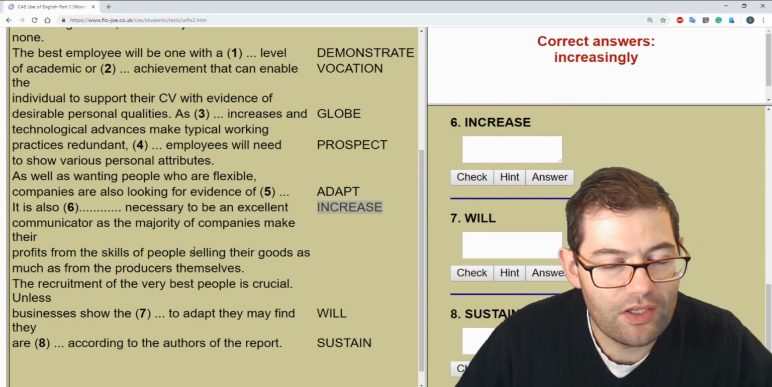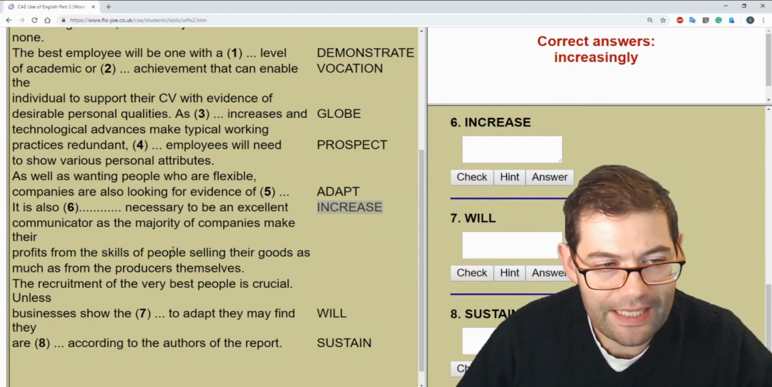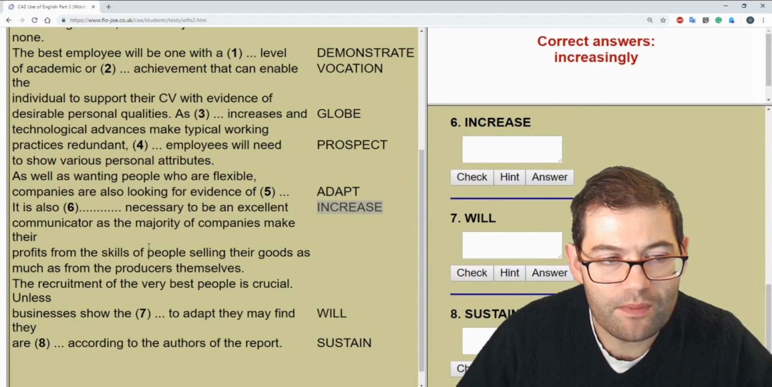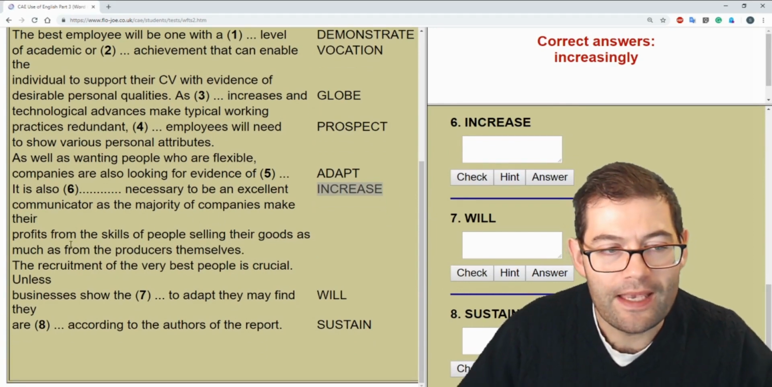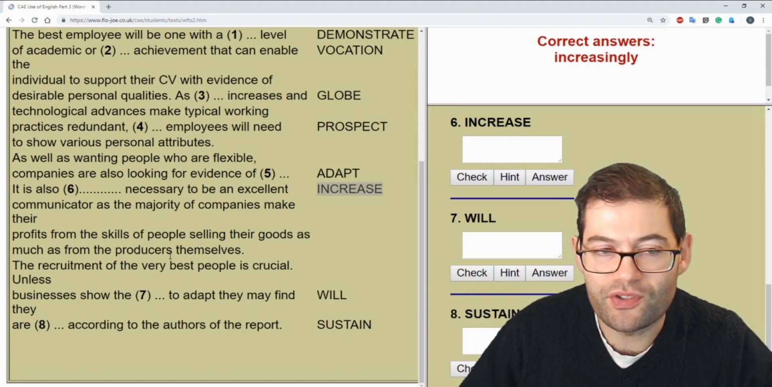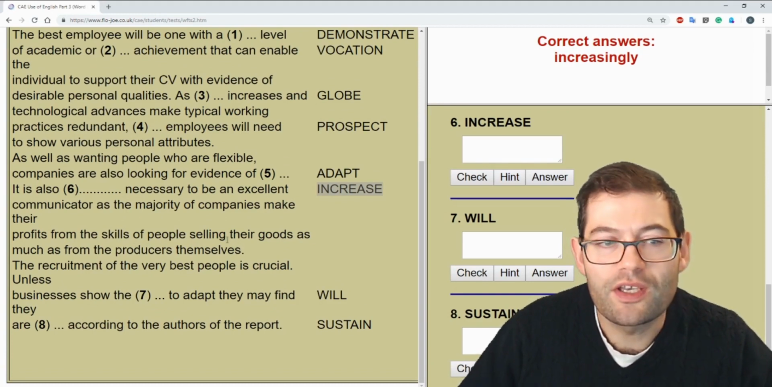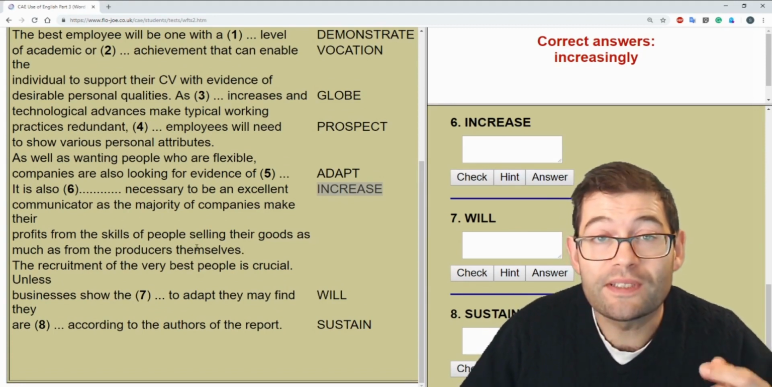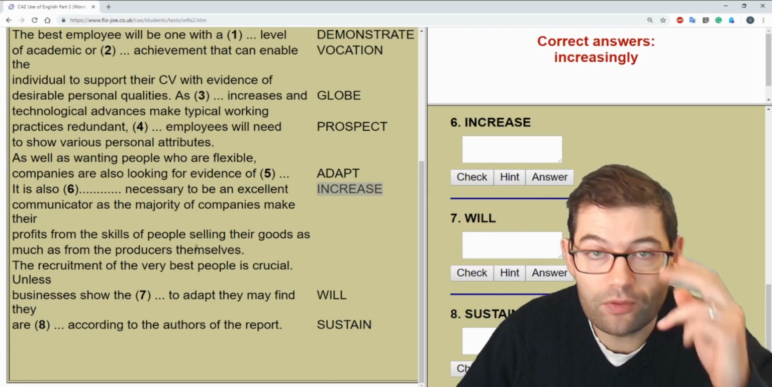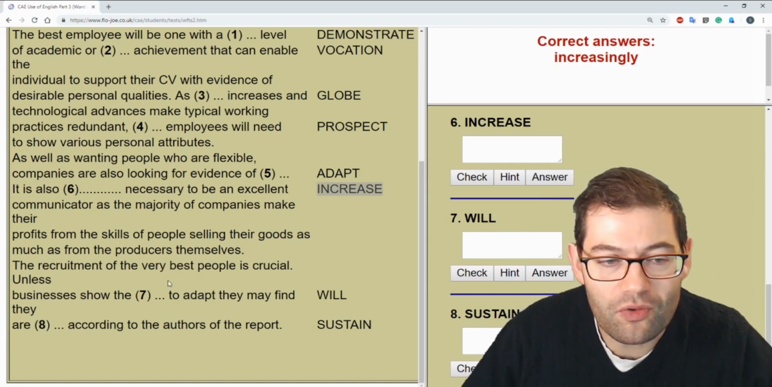It is also increasingly necessary to be an excellent communicator, as the majority of companies make their profits from the skills of people selling their goods as much as from the producers themselves. So this is saying that people are as important as the businesses that they work for, and that context is important for the next 2 questions.